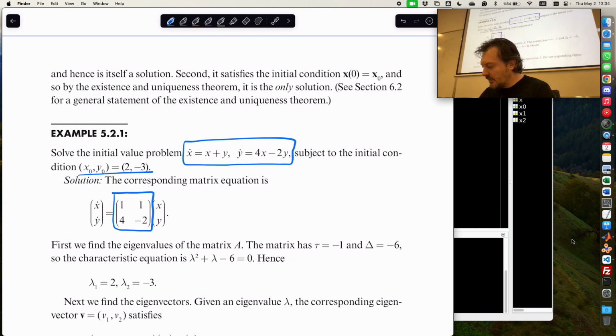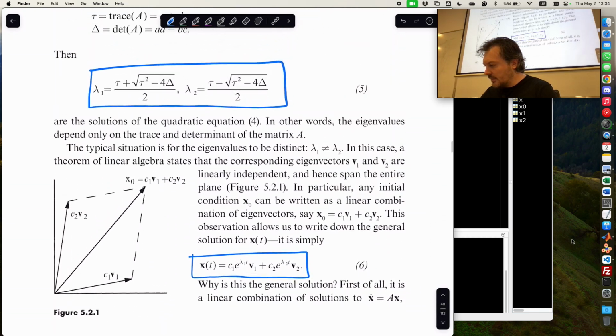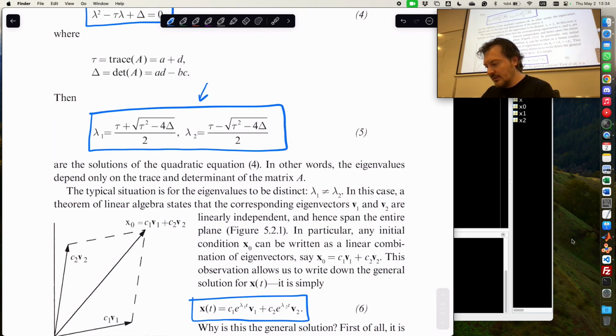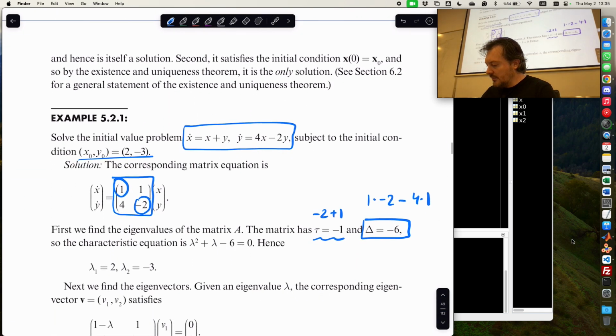Well, tau is minus 1. Why? Because it's minus 2 plus 1, right? Minus 2 plus 1. And delta is 1 times minus 2 minus 4 times 1. Are you following? So delta is minus 6. So lambda 1 and lambda 2 are given in terms of delta and tau like this. In the end, you get the eigenvalues.